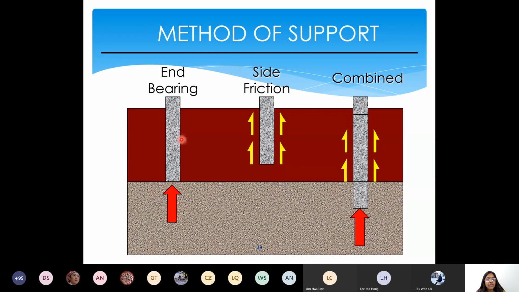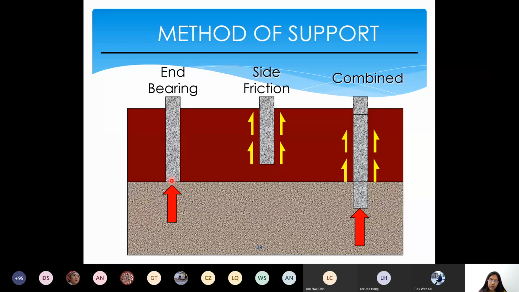Okay, this type of pile may be of any material: precast concrete, wood, timber, steel pipe. Any type of pile. In this type, end bearing means the tip will sit on the rock. The end will sit on the rock.